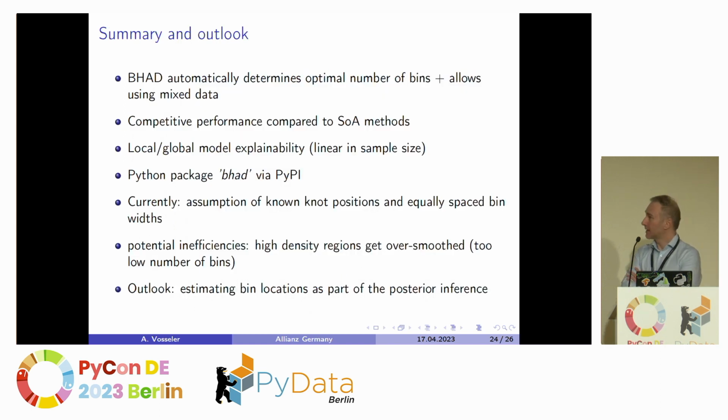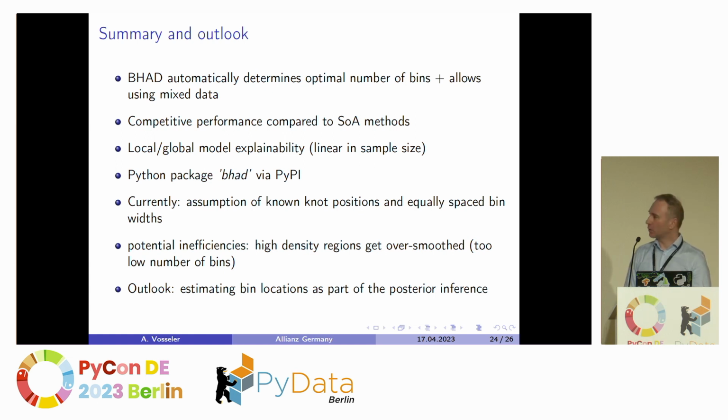So to sum up, I've just introduced BHAD. BHAD automatically determines the optimal number of bins and also allows using mixed data. It has competitive performance compared to state-of-the-art methods. It allows local and global model explainability due to the linearity in sample size. And there is a Python implementation, BHAD, which can be used via PyPI.